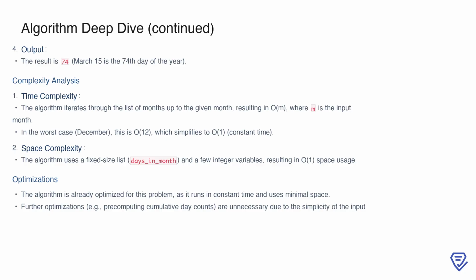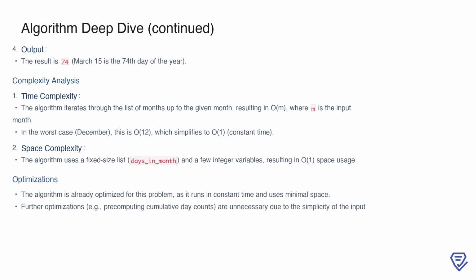In terms of time complexity, the algorithm involves iterating through the list of months up to the given month. In the worst case, when the input month is December, this requires at most 12 iterations, which simplifies to O(1) constant time since the maximum number of iterations is fixed.